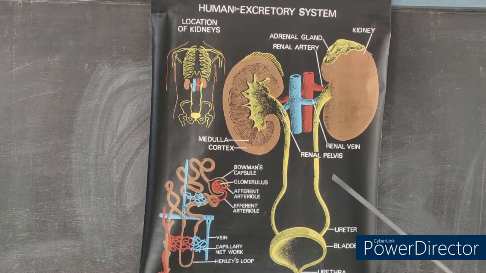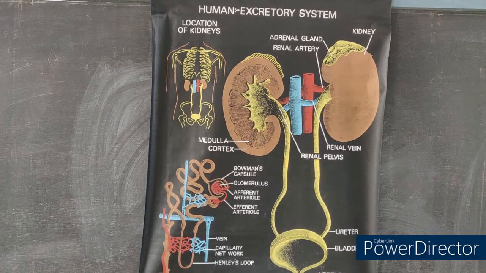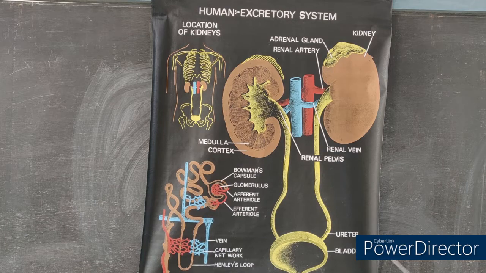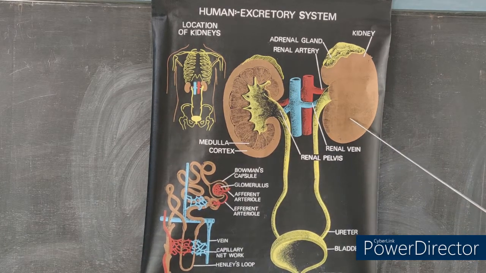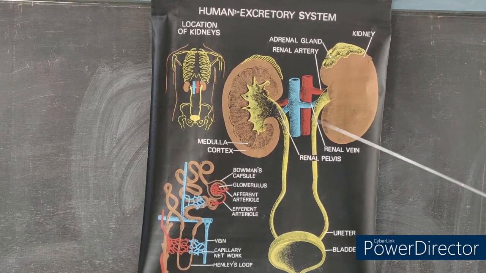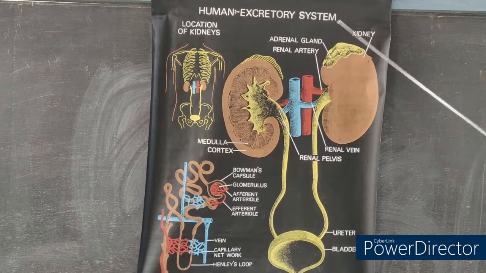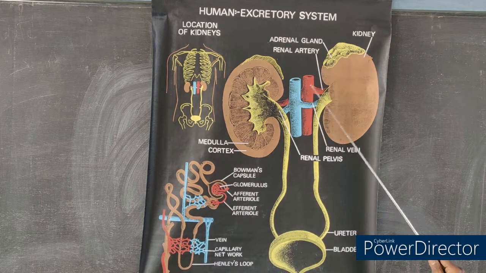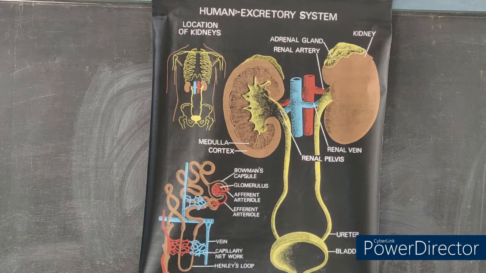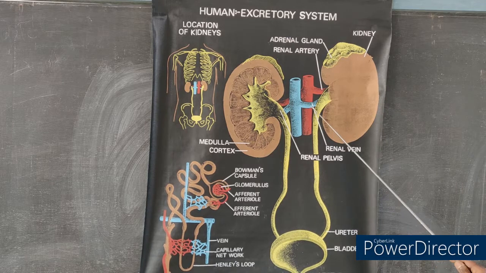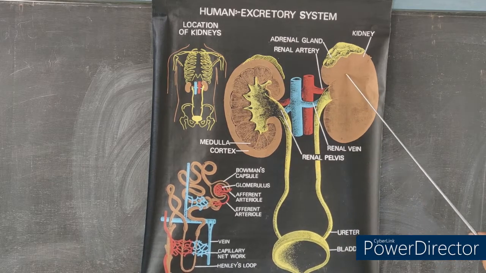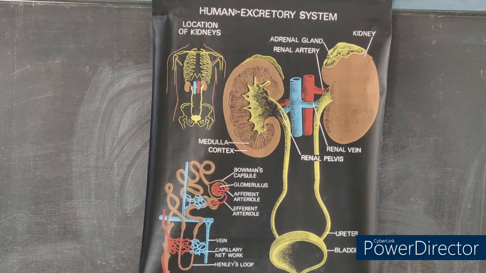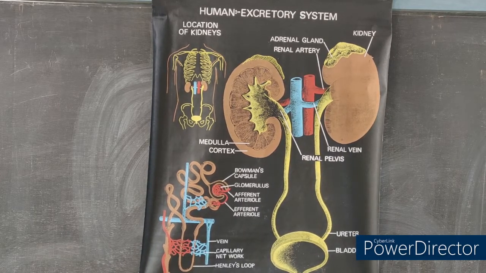Again I repeat, the excretory system of humans comprises a pair of kidneys, a pair of ureters, urinary bladder and the urethra. These two are the blood vessels, one is artery and the other is vein. One is involved in bringing nitrogenous waste containing blood to the kidneys, and after excretion the other blood vessel removes the purified blood from the kidneys and brings the good blood to other cells.